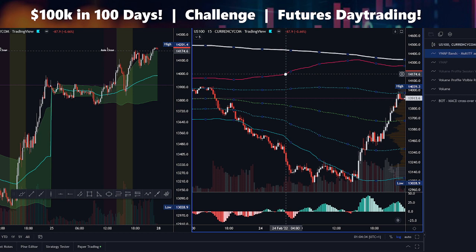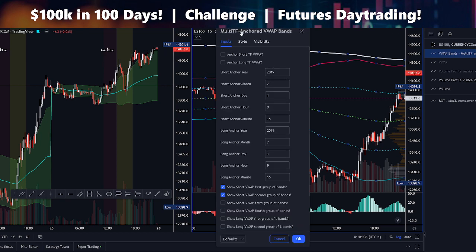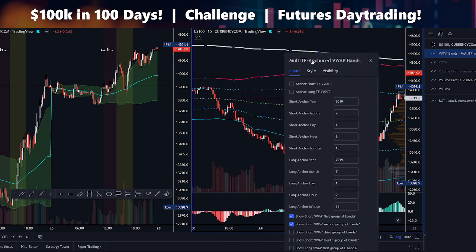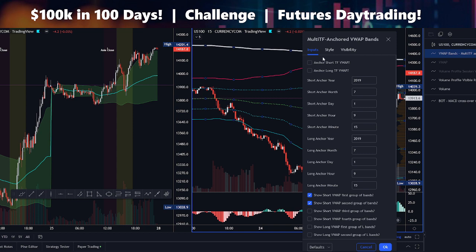That's this one. And there are multiple ones you could use, but I have this one. It's called multi-TF, multi-time frame, anchored VWAP bands. I don't know why they call it anchored. Well, I guess it's anchored to the start of the week.